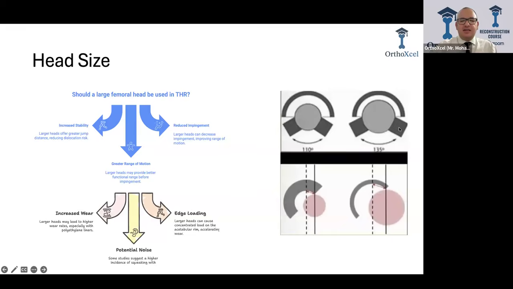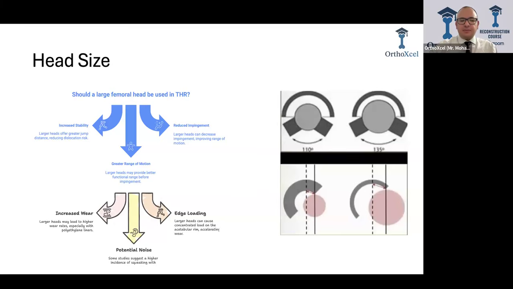But on the other side, a large head gives you a better range of motion because the arc is bigger, and more stability because the risk of dislocation from impinging is lower, since the jump distance is bigger. But you have to use a smaller poly. When you use a smaller plastic, the risk of the plastic failing and wearing is higher, and the longevity of the implant is less. At the same time, the large head does volumetric wear, so the risk of wear is high, the risk of osteolysis and failure is high, and the risk of edge loading is high.